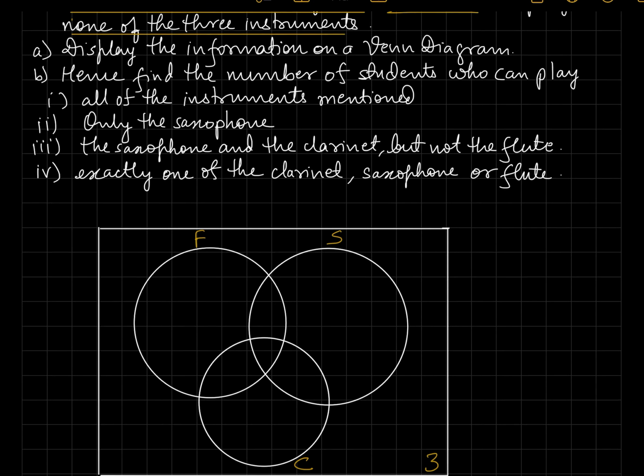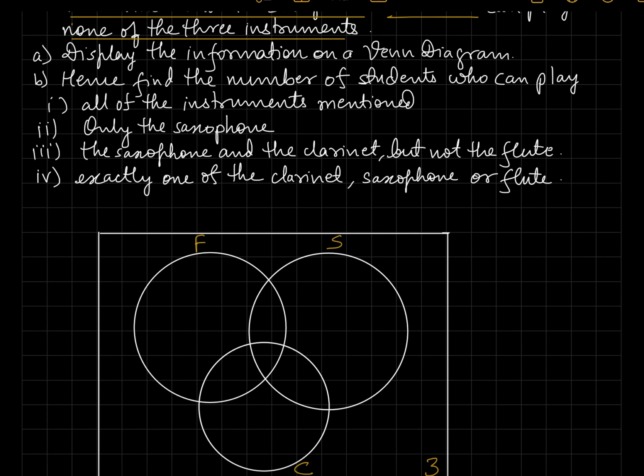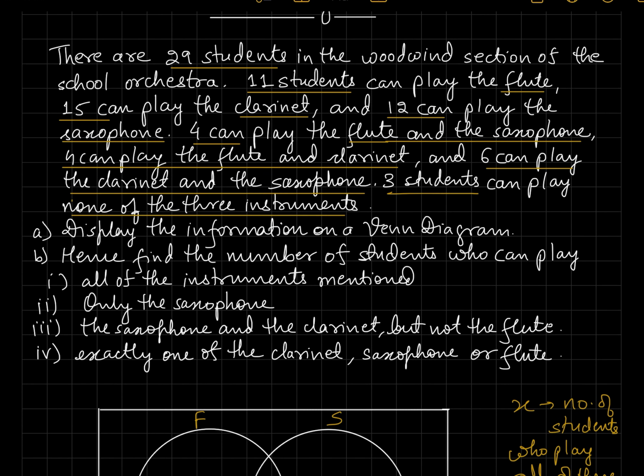Then there would be some students who play all the instruments, right? So let that number be equal to x. Let x be the number of students who play all of these instruments.